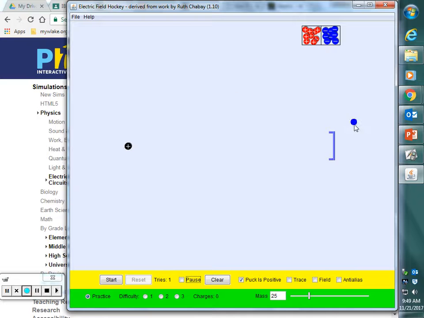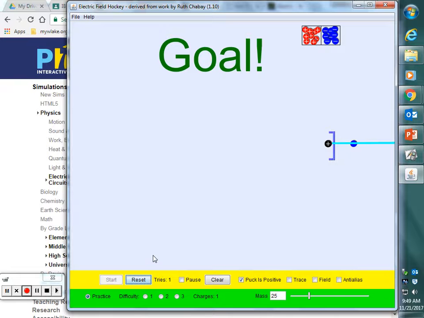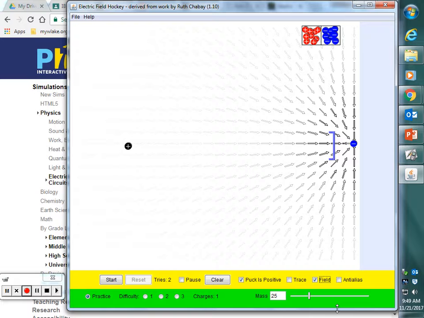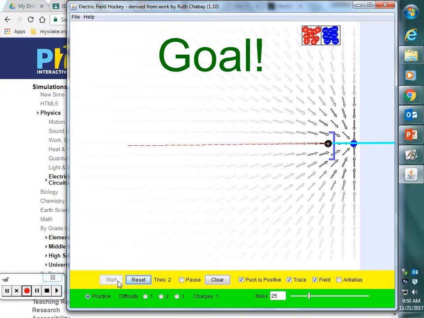We can also put negative charges in places. I don't know if it's too far away. Okay, so we can get a goal there. That's the practice. Other things we can do: if we want to, we can turn on the field. That might help a little bit later on. Cheating, Mr. Fox? Well, you'll see that might help you a little bit later on as we increase the degree of difficulty. You can also check the trace down here, and it will show you the path of the puck. Not really exciting in this one, but that might help you later.